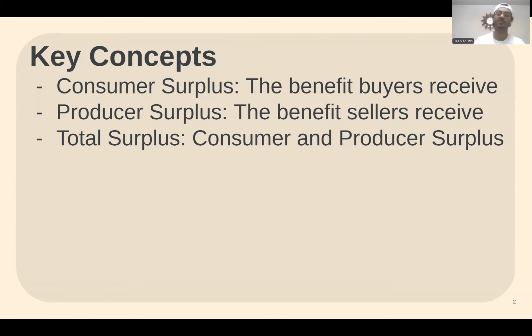Consumer surplus is the difference between what buyers are willing to pay and what they actually pay. Producer surplus is the difference between what sellers receive and the minimum that they would accept. When we add these together, we get total surplus, which economists use to measure the total economic benefit in a market.